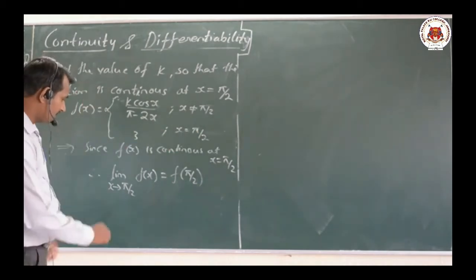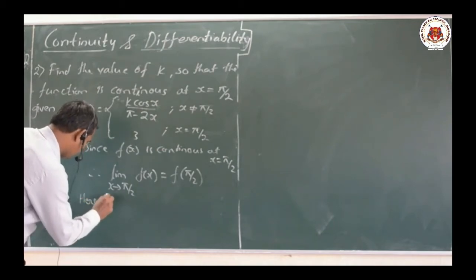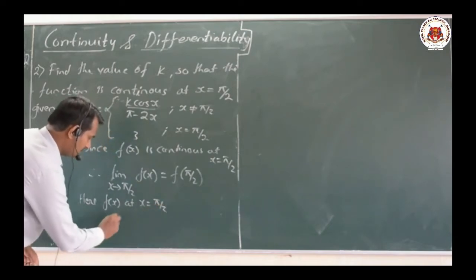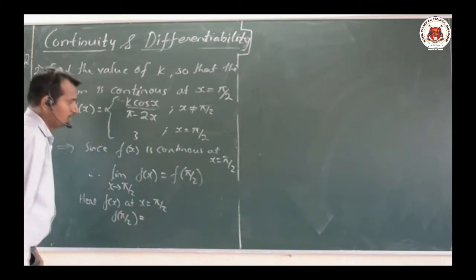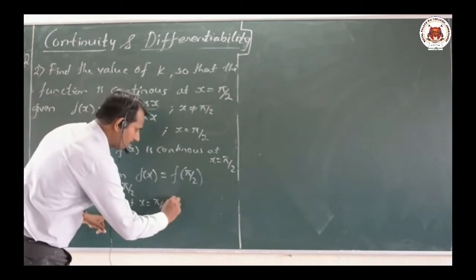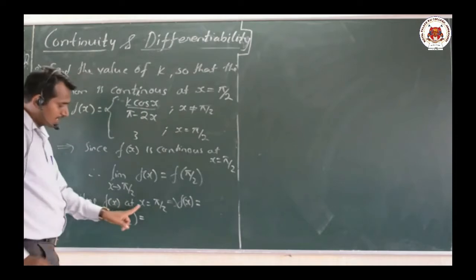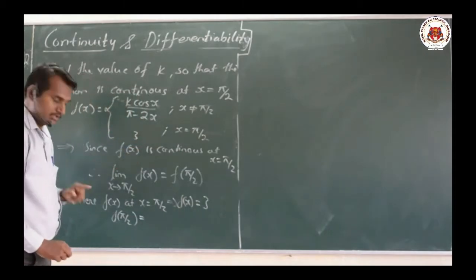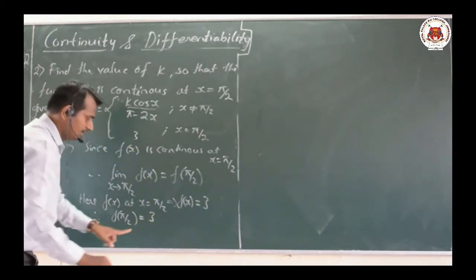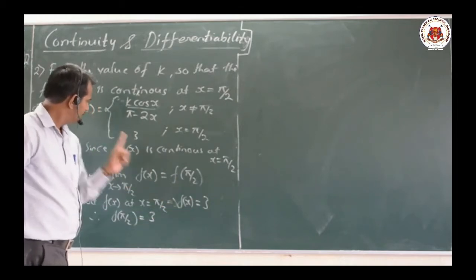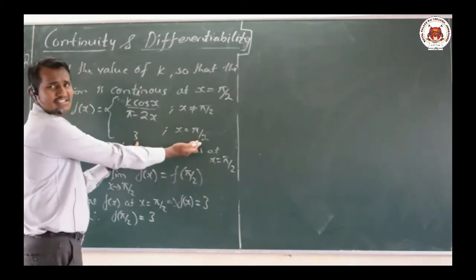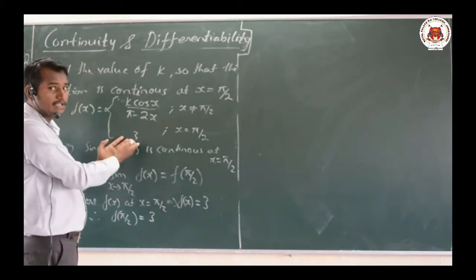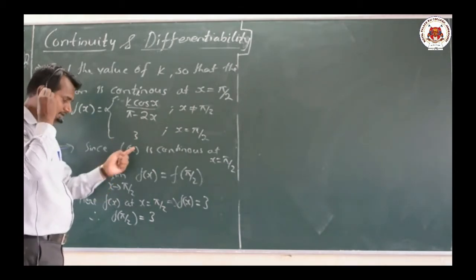Now here we can observe f of x at x equal to pi by 2. What is the value here? f of pi by 2 equal to f of x. What is the function here? What is f of x at x equal to pi by 2? At x equal to pi by 2 the value is 3. Therefore f of pi by 2 will be 3. Since it is a constant, even though you substitute or do not substitute, the value will be constant only. Therefore the value will be 3 itself.